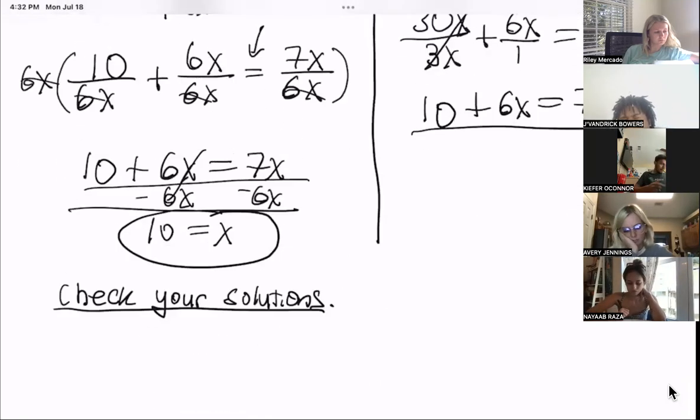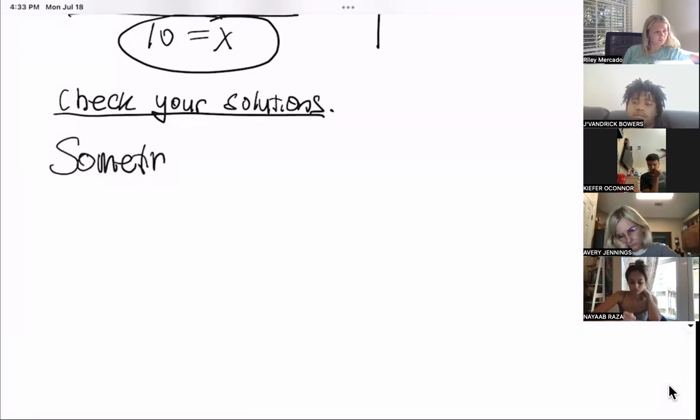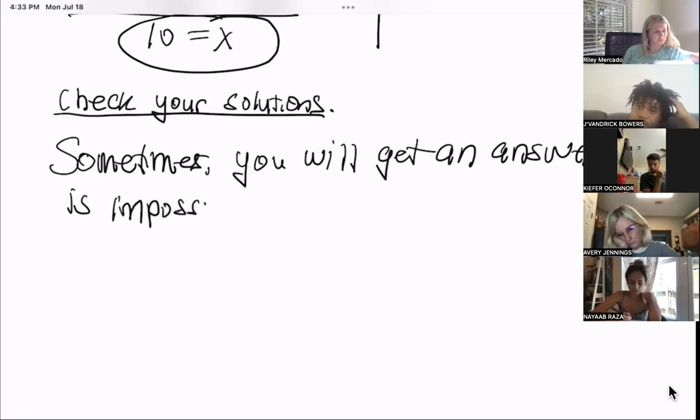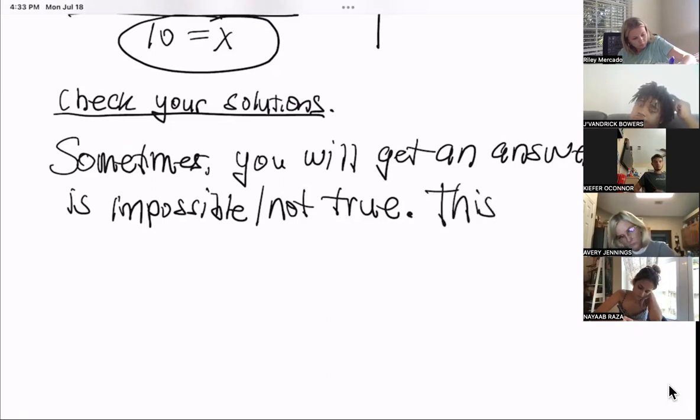Okay, so I said check your solution, always check your solutions. And for these problems, it's really important to check your solutions. Sometimes for these problems, you will get an answer that is impossible or not true, whatever you want to think of it as. So you'll actually get an answer, but it can't be an answer. And I'll show you when it's not an answer. This is not an answer. This is not an answer.